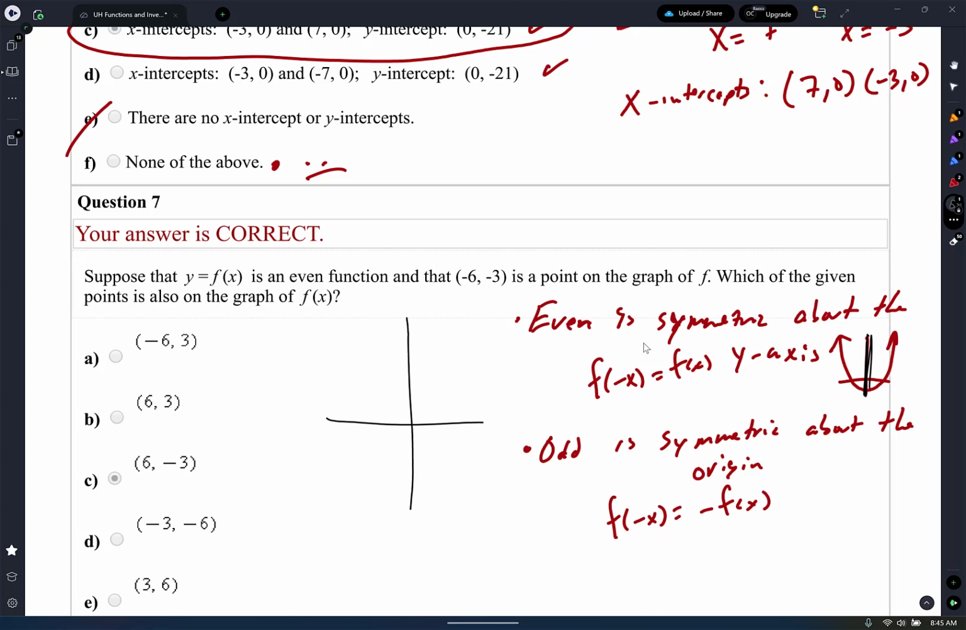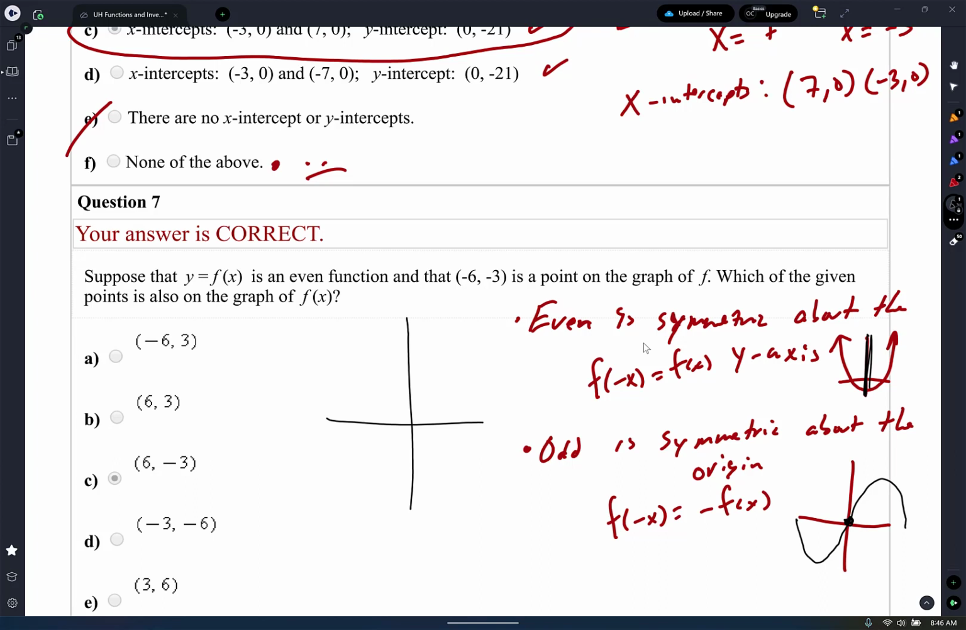All right. What does it mean to be symmetric about the origin? What does that even mean? It means that it's like a rotation on the origin 180 degrees. So if you're in quadrant 1, you'll be in quadrant 3. If you're in quadrant 2, the quote-unquote reflection will be in quadrant 4. So this is what it means to be an odd function. Cool or not cool? Okay.